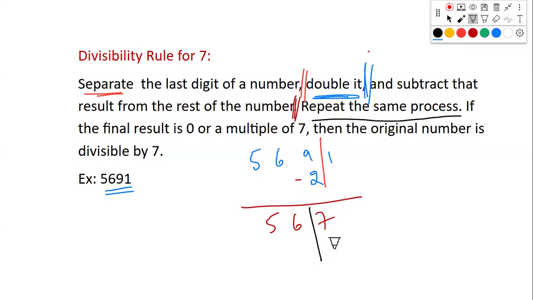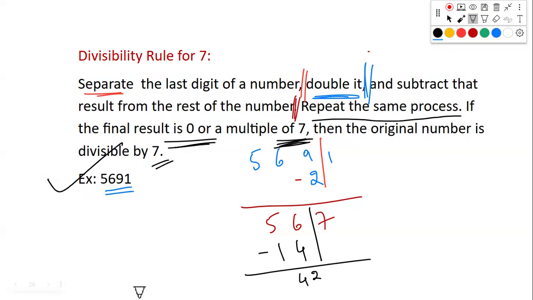Separate the last digit. 7 is separated. Double it. Double means 7 doubled is 14. Now subtract. 6 minus 4 is 2, 5 minus 1 is 4, so 42. Now you see if the final result is 0 or a multiple of 7. So 42 is a multiple of 7, then the original number is divisible by 7. Either I should get a 0 or a multiple of 7.